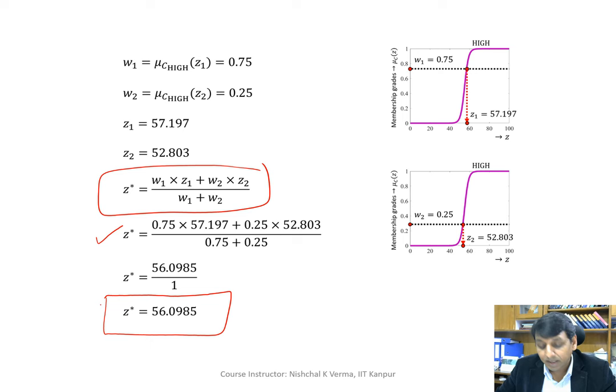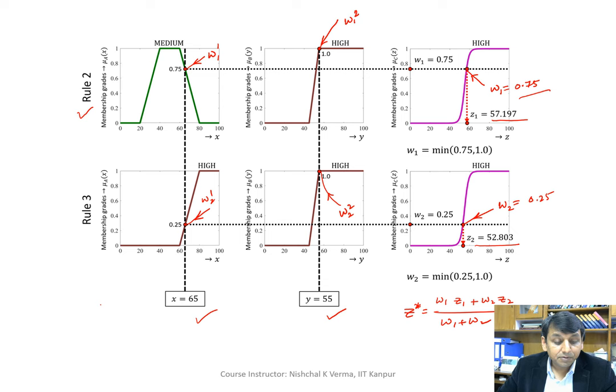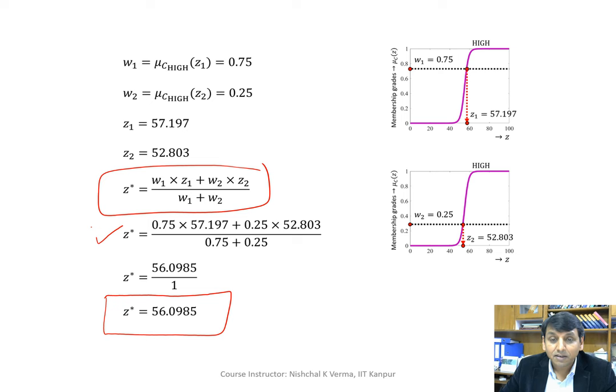Here, one thing that needs to be noted is that even if we use rule number 1, our inputs x is equal to 65, y is equal to 55, it is not cutting, it is not giving any intersection point. So that is why through step 1, step 2, we have already filtered that. So we are not going to get any point of intersection even when we use rule number 1. So in this process, right from the beginning, we have found out what are the rules that are applicable where we are getting the points of intersection. So this way, using rule number 2, rule number 3, we are getting our Z star, the final output, equal to 56.0985, corresponding to the crisp inputs x is equal to 65 and y is equal to 55.